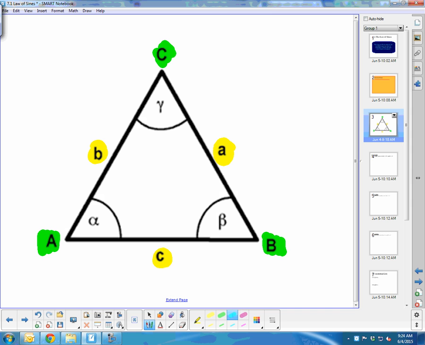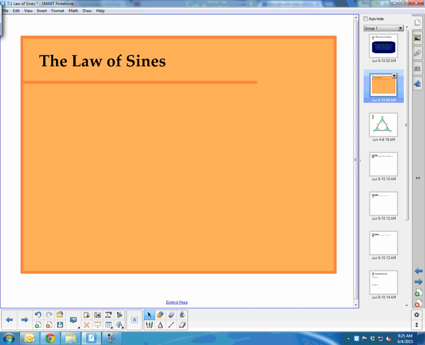And lastly, the angle measurements, not the vertex, but the size of each individual angle, will be labeled with Greek letters that match the vertex and, once again, are opposite the side. So the measurement of angle A is alpha, across from side a. The measurement at vertex B is beta, across from side b. And the measurement of vertex C is gamma. That's the lowercase letter gamma right there, and that is across from side c. So that's the standard labeling that we use when we use the law of sines.